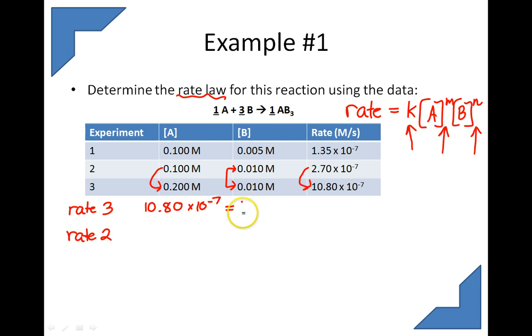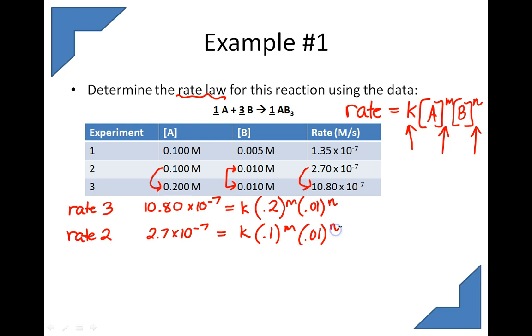So rate equals k, which we don't know yet, times the concentration of A in experiment 3, that was 0.2, to the m power, we don't know that yet, and then the concentration of B was 0.01 to the n power. Okay, and then for reaction 2, the rate was 2.7 times 10 to the negative 7th. That equals k times, let's see, A was 0.1 to the m, and B was 0.01 molarity to the n.